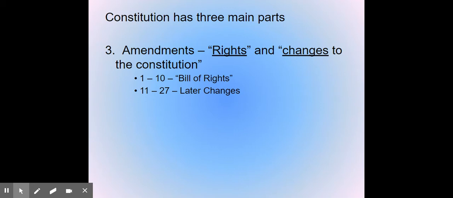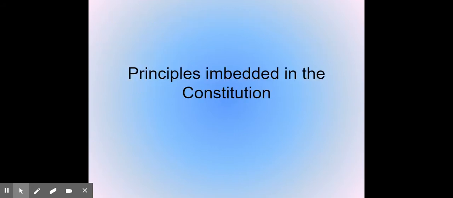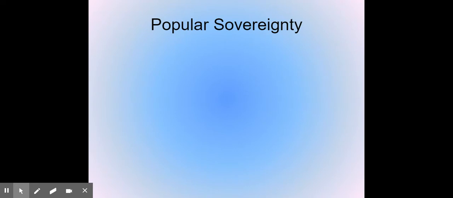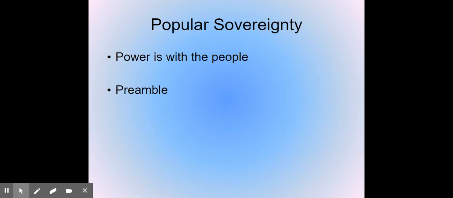Now, what is in this document? We know there are three parts. What are in these three parts? What are some of the key principles embedded in the Constitution? Well, one is this idea of popular sovereignty. It begins with the preamble, we the people. The power is with the people. That statement right off the bat, we the people.